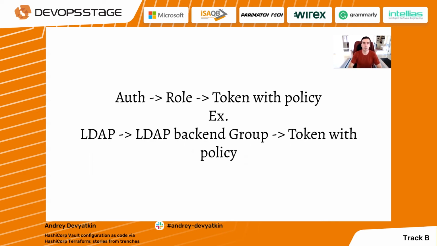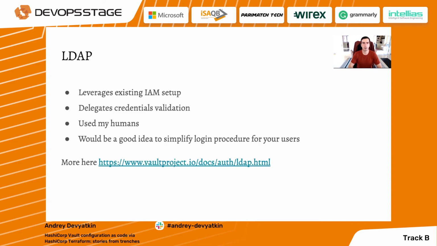And I'm using LDAP as an example. With LDAP, what's nice is that it's quite widely used, and it delegates credentials validation to a known directory. It's mostly used by humans, and it's always a good idea to simplify the procedure for your users, because you don't really want your users to call the Vault API from the command line to get the token, so you might want to write a small tool to simplify that.